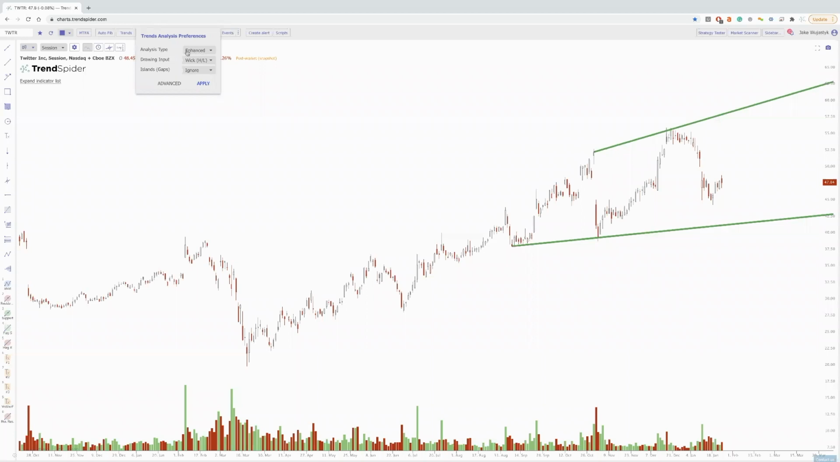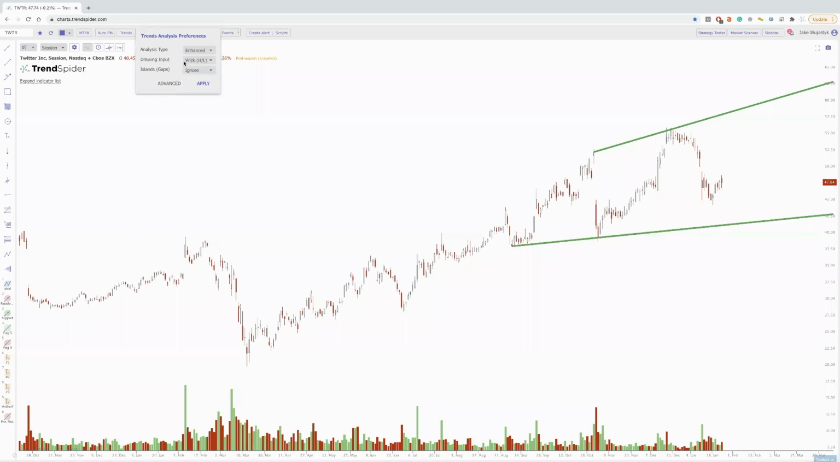I personally like to use the analysis type under enhanced, wick to wick, and then really it depends on what chart I'm on. Some charts are going to be really gappy and I may ignore gaps in price. Sometimes I may respect gaps in price. That's essentially when the system is looking to see if a trend line is going to be drawn through a gap in price or not.